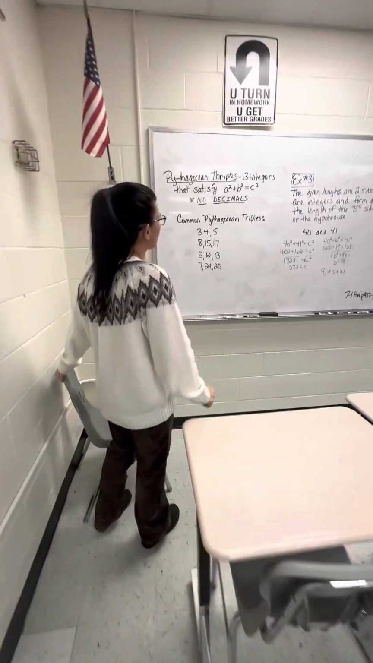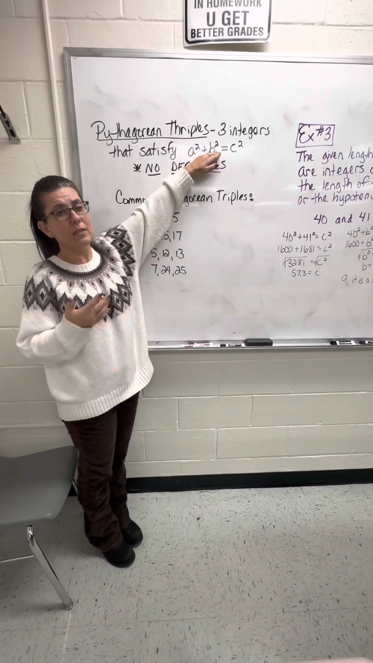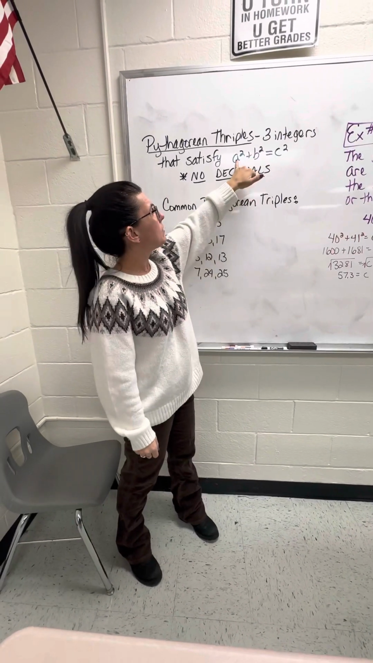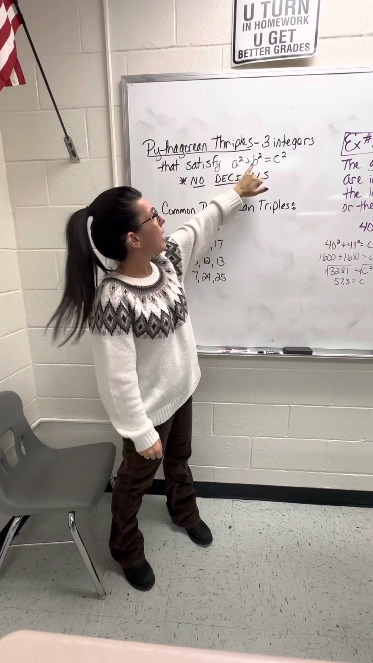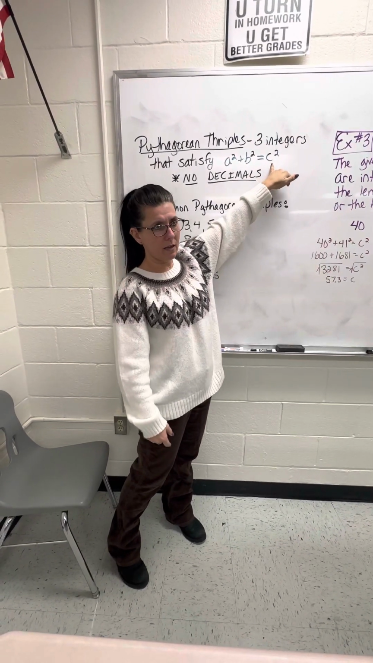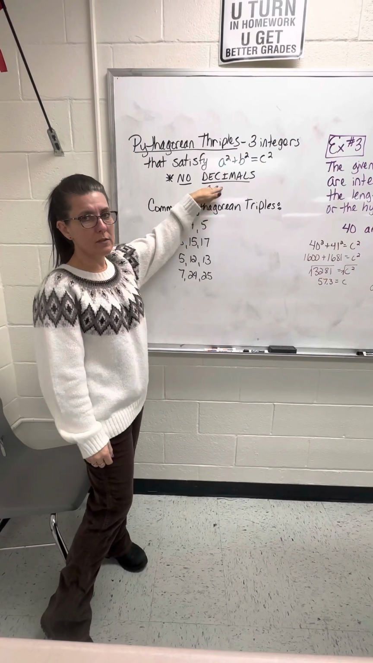Pythagorean triples, it's 3 integers that satisfy this formula. Satisfied means it works, and that equal sign is there for a reason. So this means when I take A and square it, and I add it to B squared, it's gonna be the same as when I square C. So if it works, it's a Pythagorean triple, and we can't have decimals in this situation.